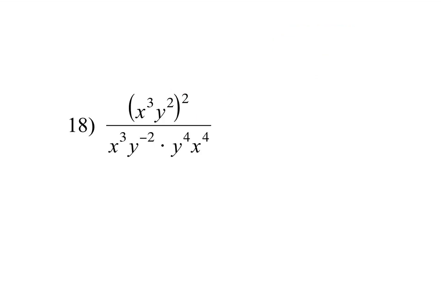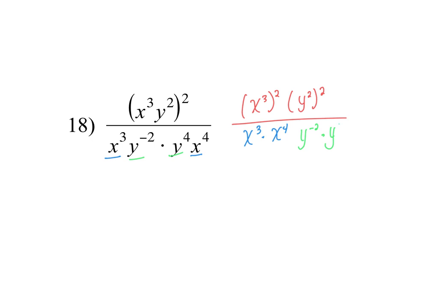All right, when you have something like number 18 that's larger, I'm going to simplify the numerator as much as possible, simplify the denominator as much as possible, and then I'm going to worry about doing top to bottom, all right? So this numerator, I have power to a power, so I'm going to say x cubed squared, y squared squared. On the bottom, I'm just going to put together the terms that are alike. So I'm going to say, well, I have an x cubed times an x to the 4th, and I have a y to the negative 2 times a y to the fourth.